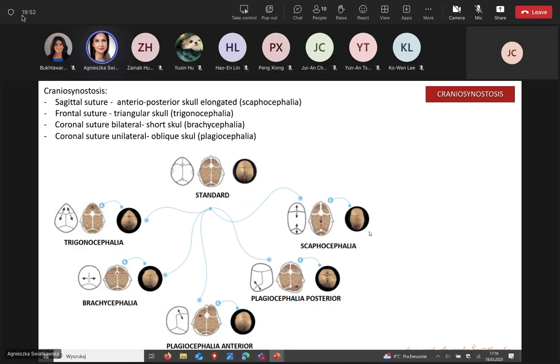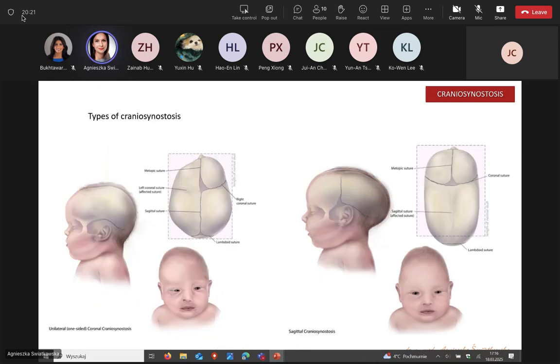Frontal suture synostosis leads to trigonocephalia, triangular skull, and coronal suture synostosis could be bilateral or unilateral, and in this situation we observe this kind of shape of the skull, so it could be brachycephalia or plagiocephalia, anterior or posterior. Here you also can see different kinds of synostosis and how the head of this patient looks like.